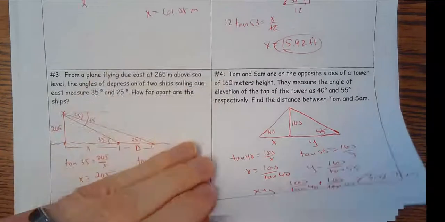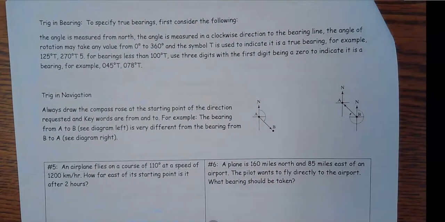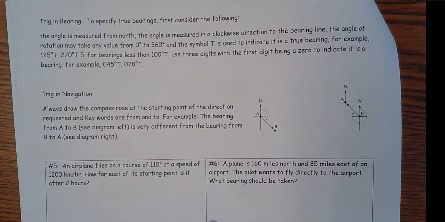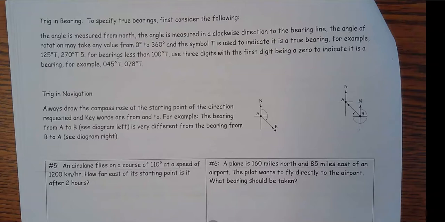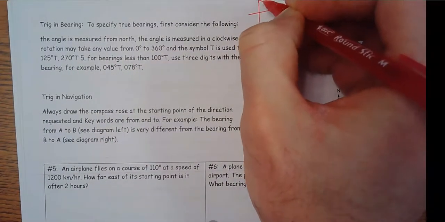Now let's flip this over. Going to the back side, we're going to talk about bearing again. So we can do some trig and bearing measurements. To specify true bearings, first we have to consider the following. The angle is measured from due north, and the angle is measured in a clockwise direction to the bearing line. The angle of rotation may take any value from 0 to 360, so we're looking at straight up north, and we open this way.